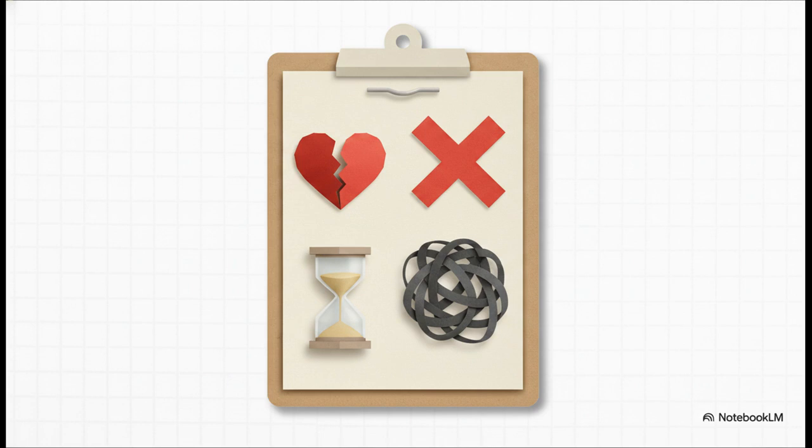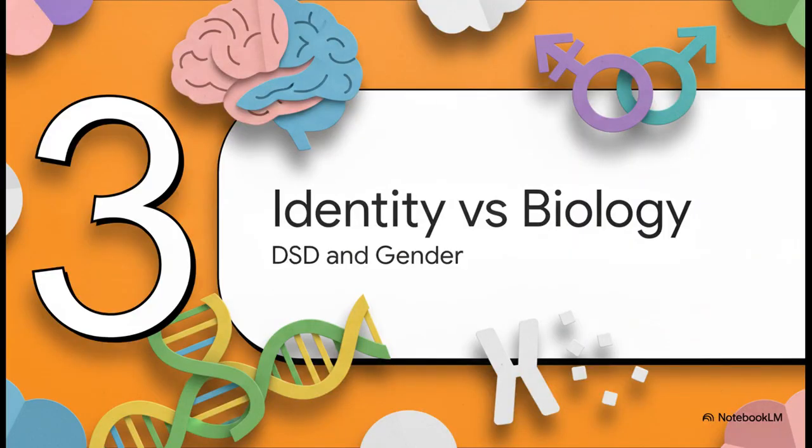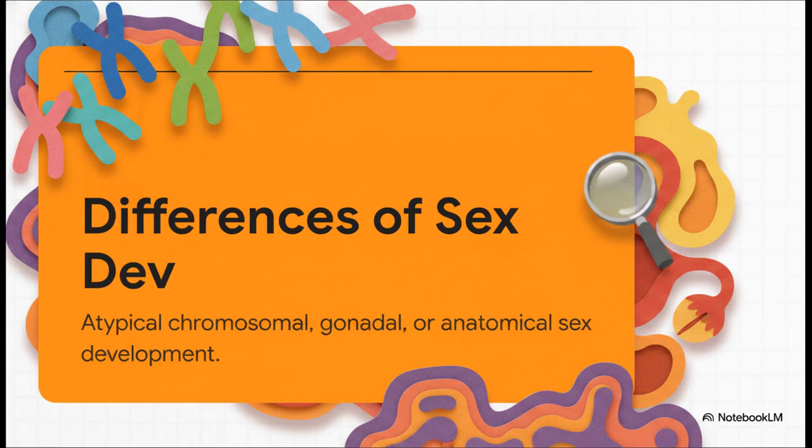Some people try to group gender dysphoria with paraphilias, atypical sexual interests. No way. Gender dysphoria is definitively not a paraphilic disorder. They are entirely separate diagnostic categories. Which brings us right to Section 3, Identity versus Biological Development. Here's where we see how another major clinical distinction builds on our framework.